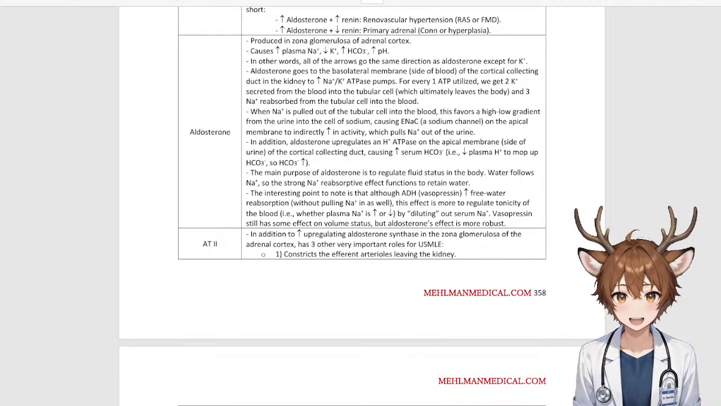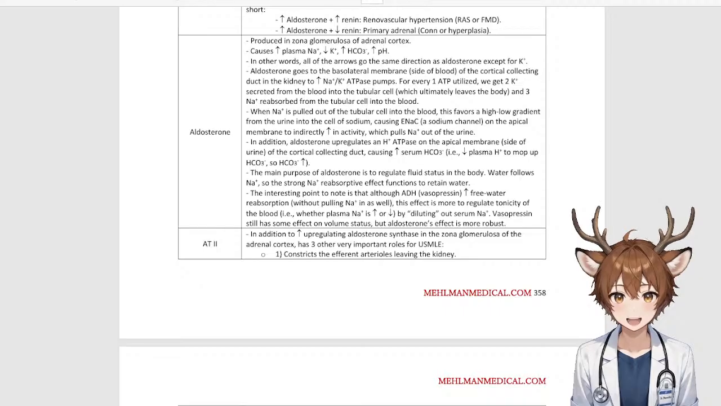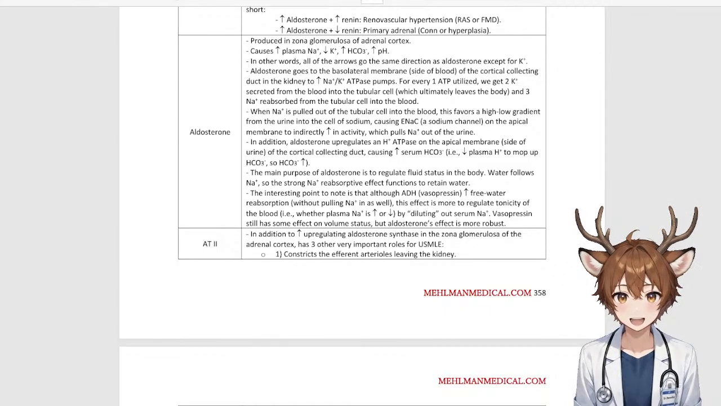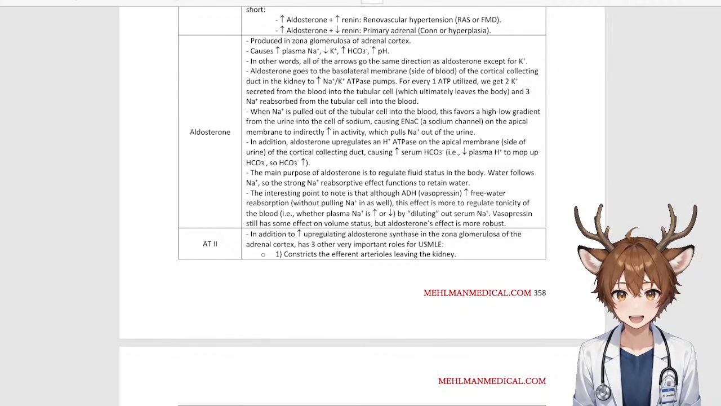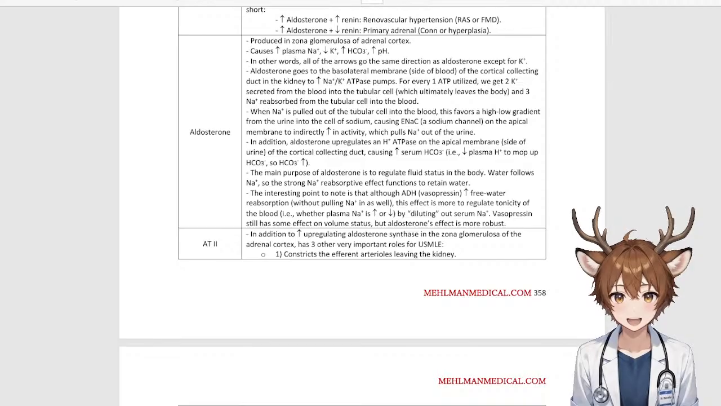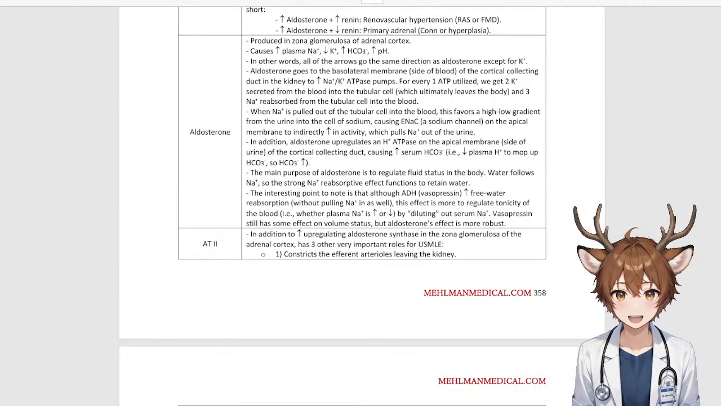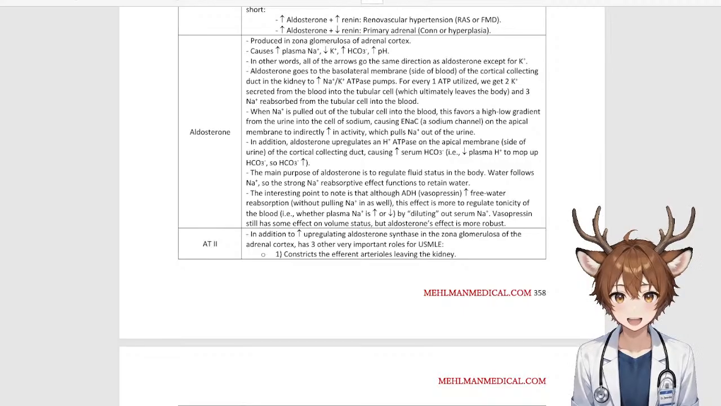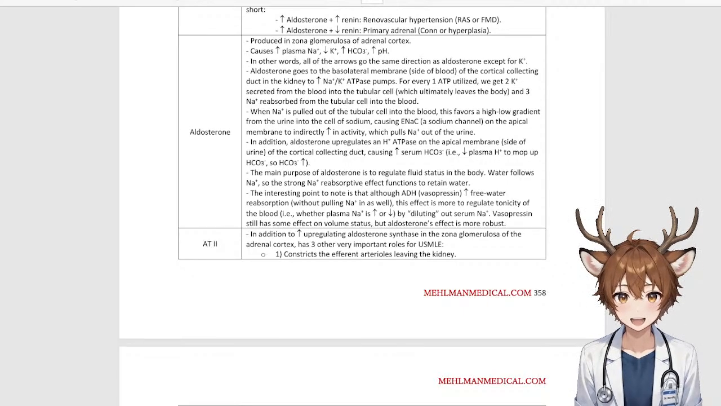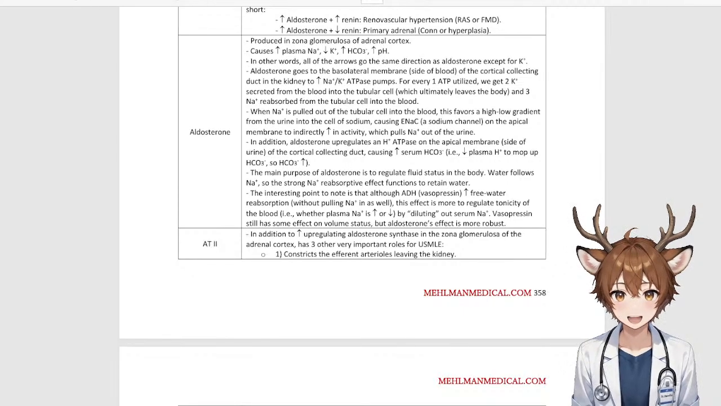The interesting point to note is that ADH, vasopressin, elevates free water reabsorption without pulling sodium in as well. This effect is more to regulate tonicity of the blood, that is to say, whether plasma sodium is elevated or decreased, by diluting out serum sodium. Vasopressin still has some effect on the volume status, but aldosterone's effect is more robust.